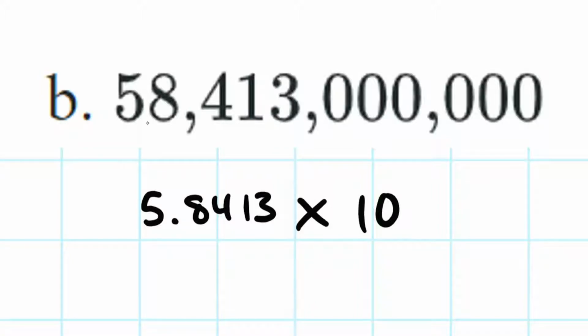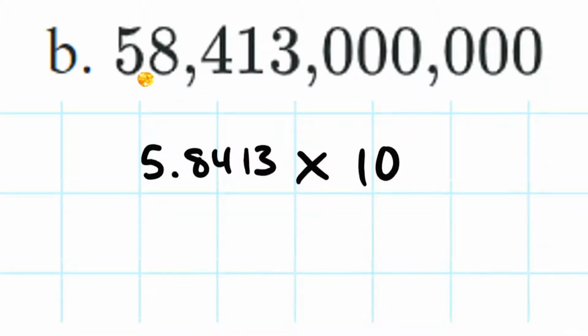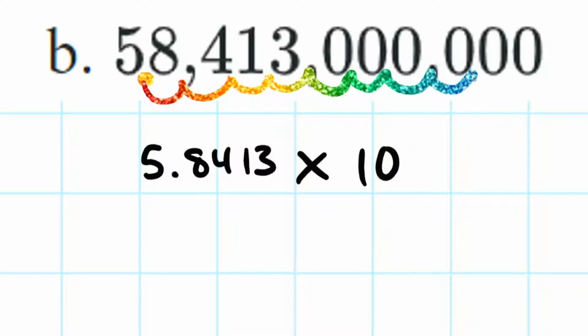Well, this time we'll use the beautiful pen of color. So from here, going away, I got 1, 2, 3, 4, 5, 6, 7, 8, 9, 10. So there are 10. I need to multiply it by 10 factors of 10. So my answer is 1.5413 times 10 to the 10th power.